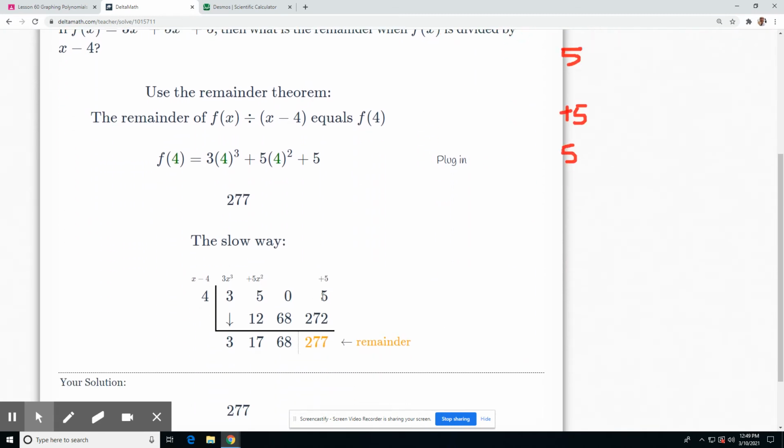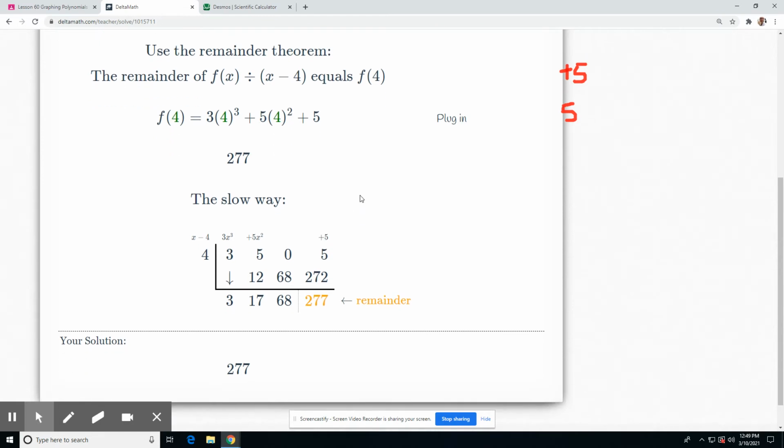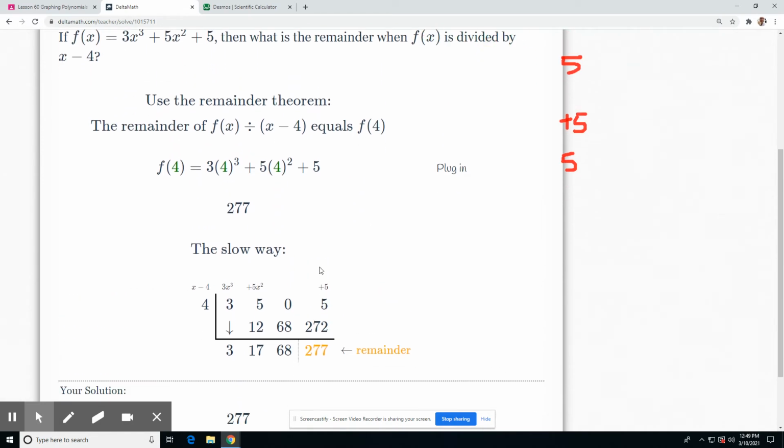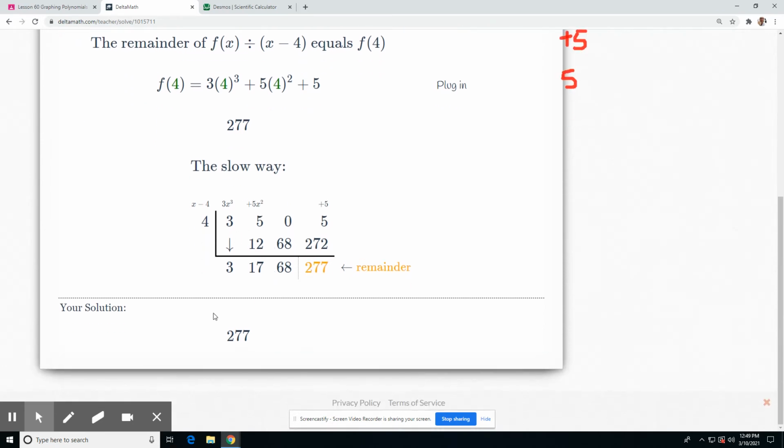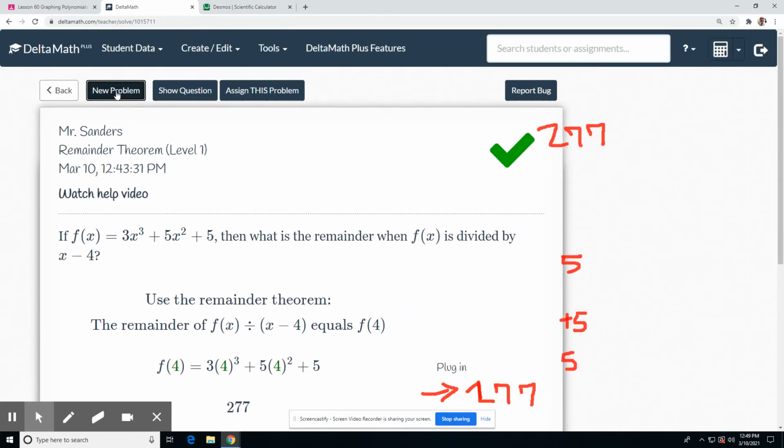And they did the same thing. They're not explaining it, and then they're also using synthetic division just to show you how they would do it the long way. Next problem.